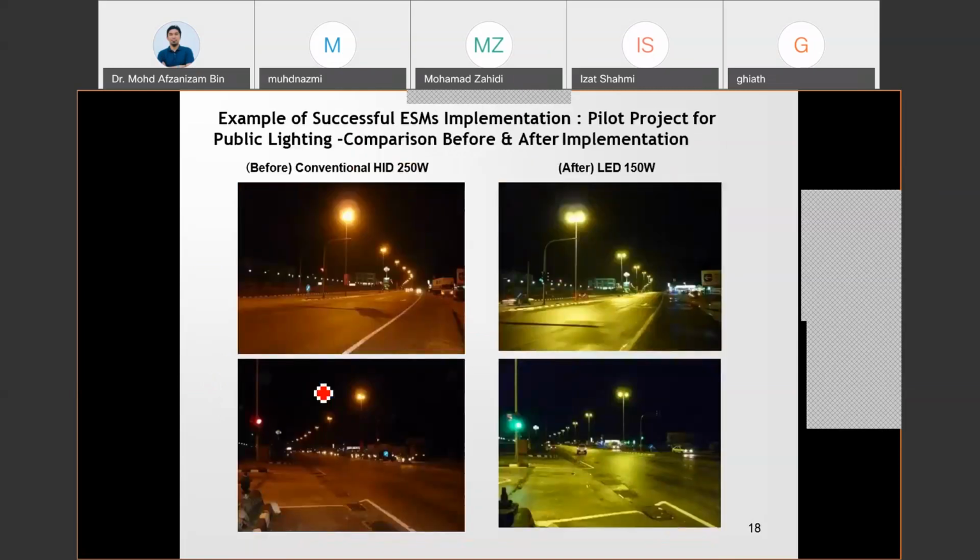So this one as well, as an example of a successful EMS Indonesia pilot project for public lighting, before and after. HID 250, after LED. So just imagine before and after, even though the HID is higher than the 150, but it seems like the LED is lighter, right? So that's why maybe you can cope with the cost as well. So that's why they changed to the LED for the street lighting.